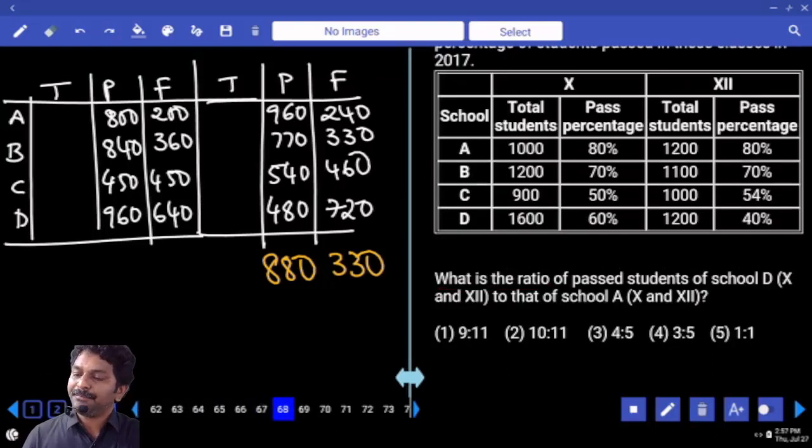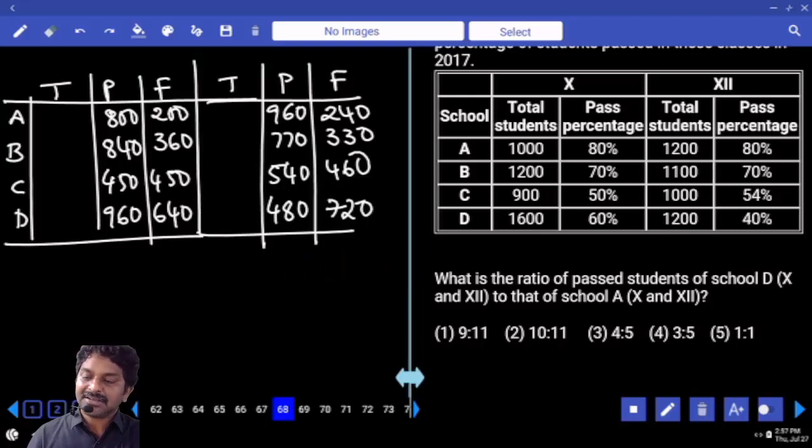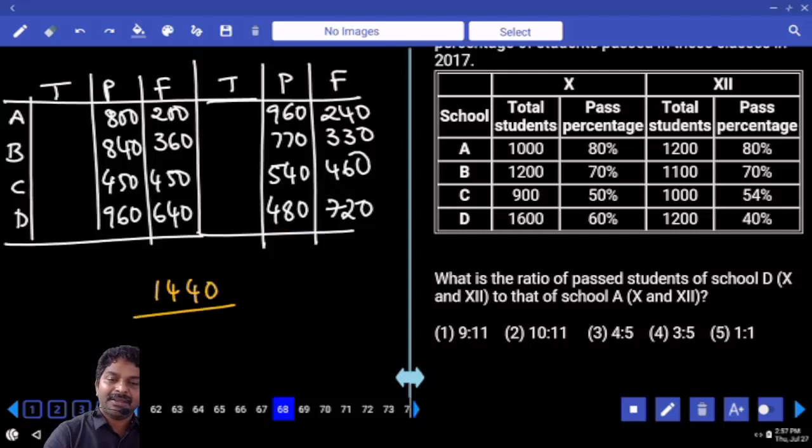What is the ratio of passed students of school D, both 10th and 12th class, to school A? Right, only passed students, right? First D, passed candidates. Sum of these two numbers, 1440. Ratio divided by A, passed candidates 800, 960, 1760. 0 0 gets cancelled. Numerator is 9 multiple. Is your denominator 9 multiple? No. So your numerator must be 9 multiple for sure. How many options? Only one.